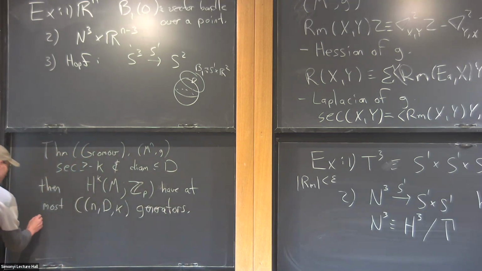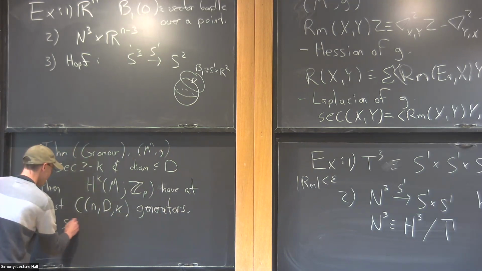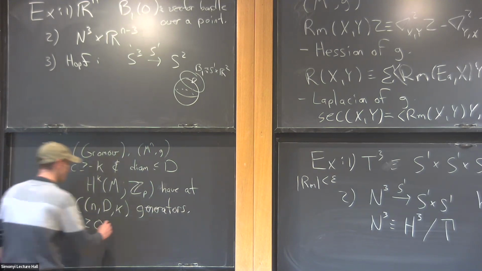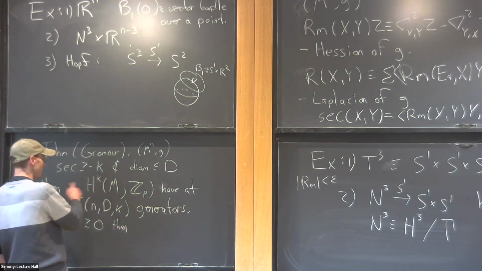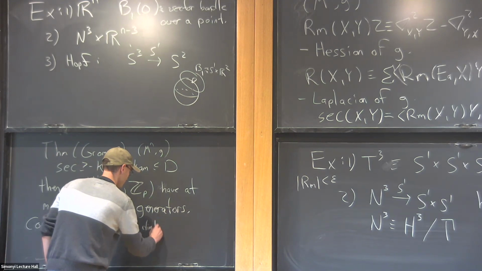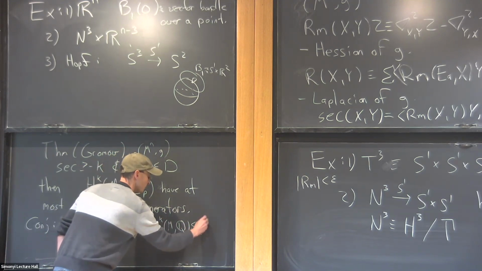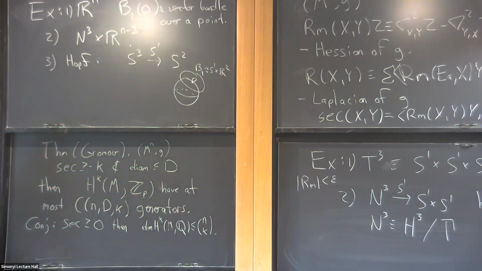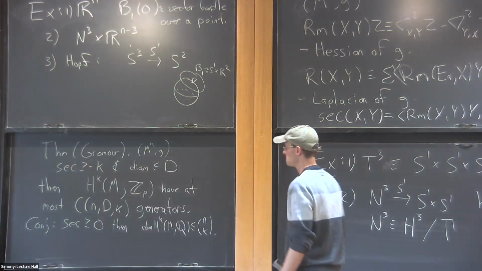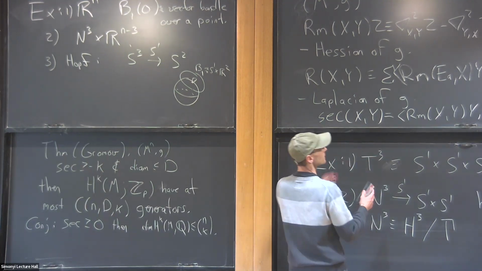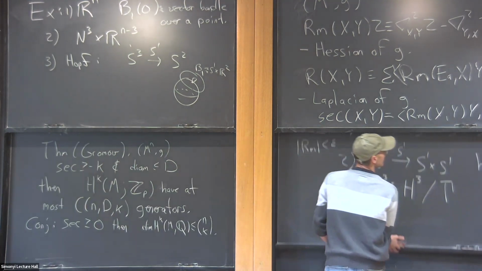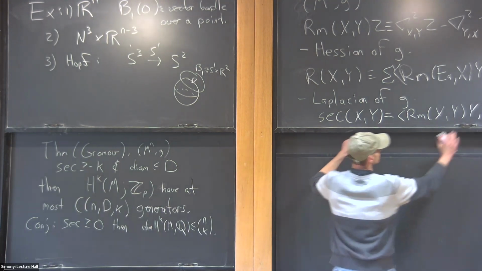He made a nice conjecture here, which is still open. Good problem. If sectional curvature is equal to 0, then the Betti numbers are at most n choose k. So basically it's a torus, and that's the most one kind of expects from this. This is still open, and I would say it's good and open. However, there is a much nicer conjecture out there that actually encompasses this one.